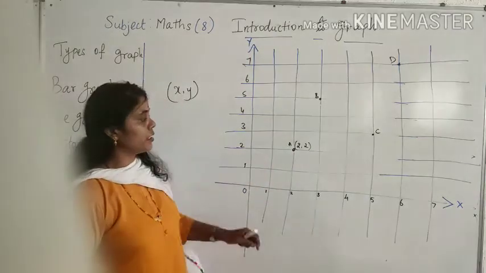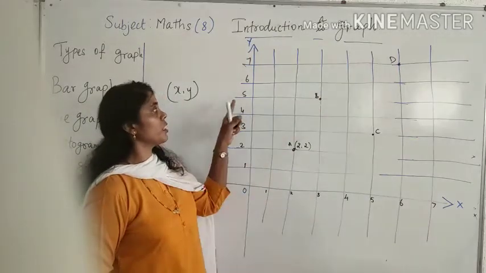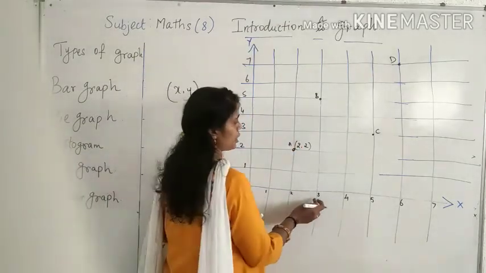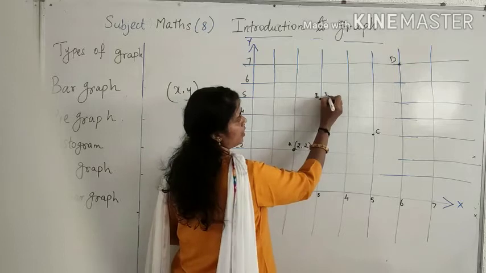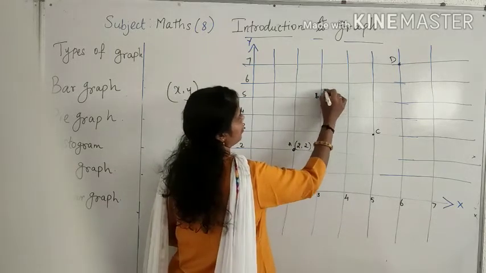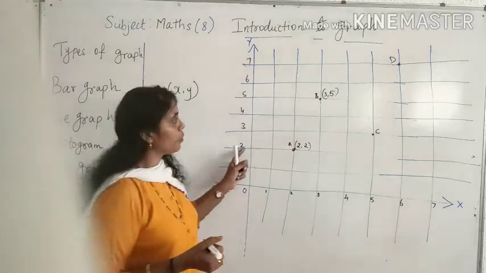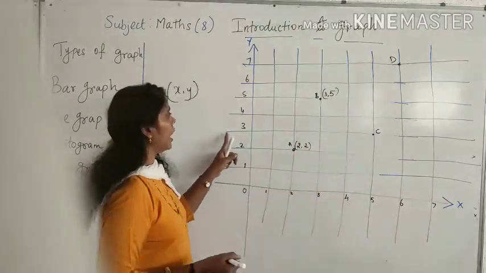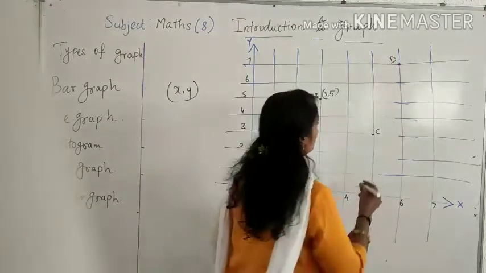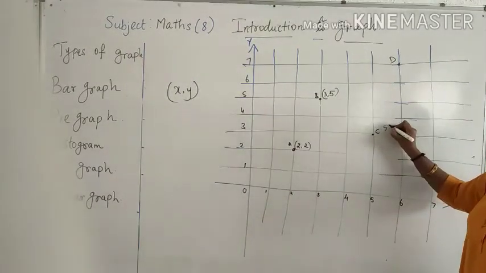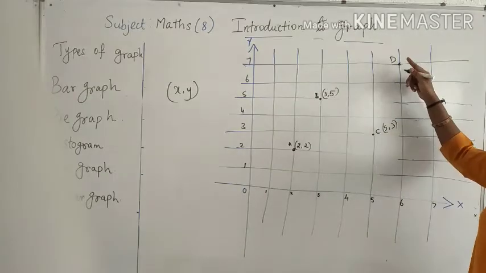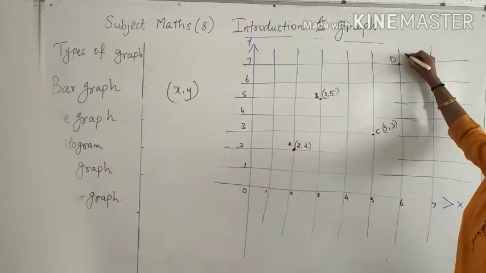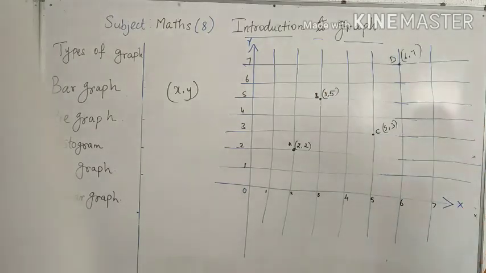And what about the B? Here X coordinate is 3 and the Y coordinate is 5. You have to check which line is intersecting that line. Here X is 3 and Y is 5, so 3 comma 5. Okay, and what about the C? If you take it here, X is 5 and Y is 3. So it will be 5 comma 3. What about the D? X is 6 and Y is 7. So 6 comma 7. We can write the coordinates.